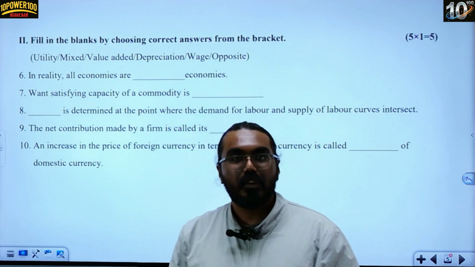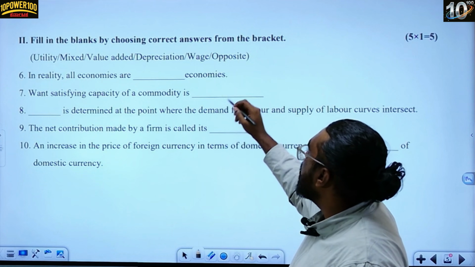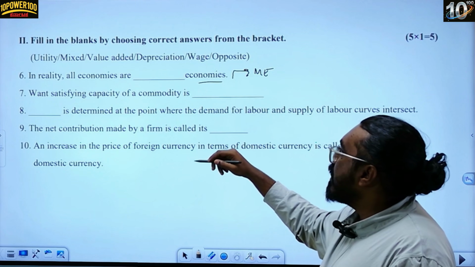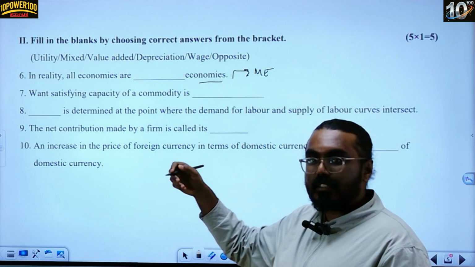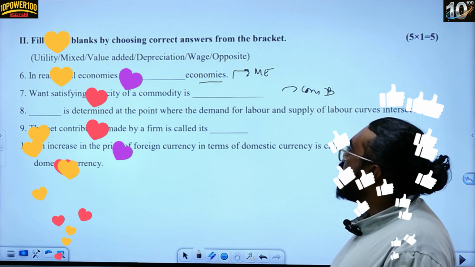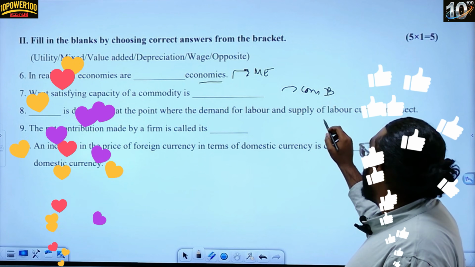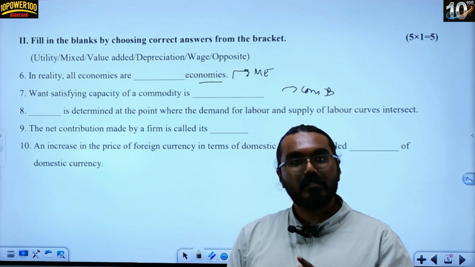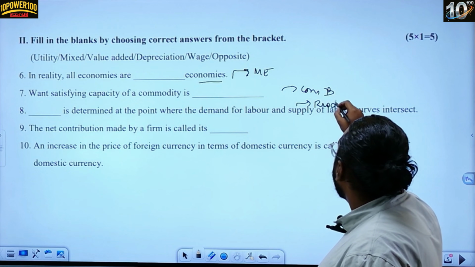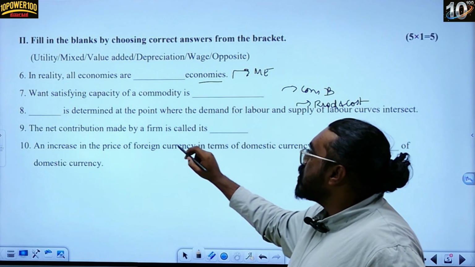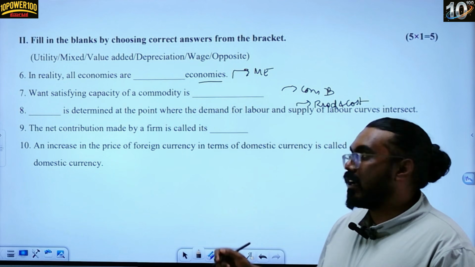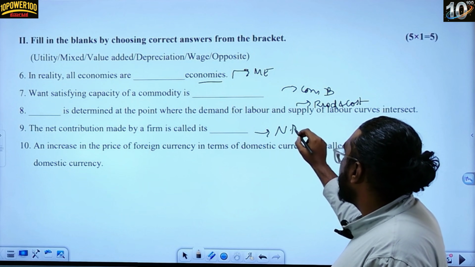Now we have fill in the blanks. Again, a variety of questions are there. This question comes from economy, so it's from the mixed economy lesson. Then you have want-satisfying capacity of a commodity, a very commonly asked question, again from consumer behavior, right? Dash is determined at the point where the demand for labor and supply of labor curves intersect. That is a concept that comes under production and cost. So this is again from the production and cost lesson. Then you have net contribution made by a firm. Net contribution is a very important concept that comes under national income accounting, right? So think about that. This is from national income.